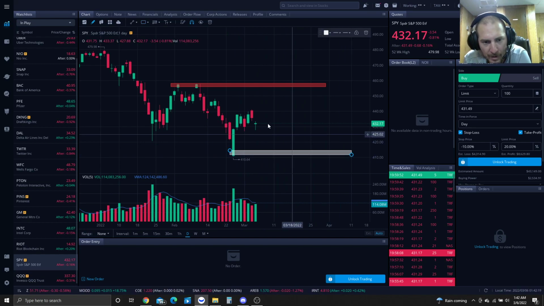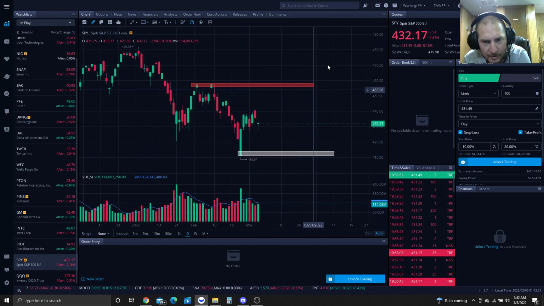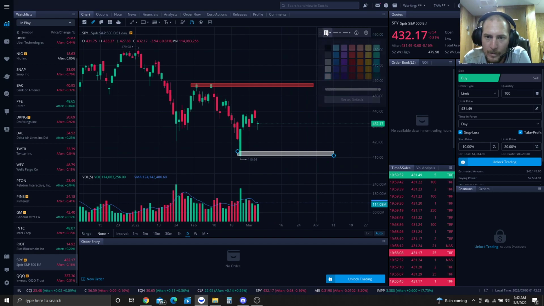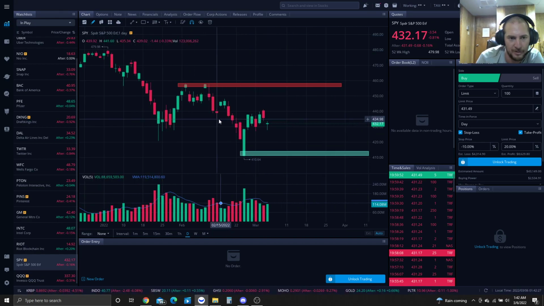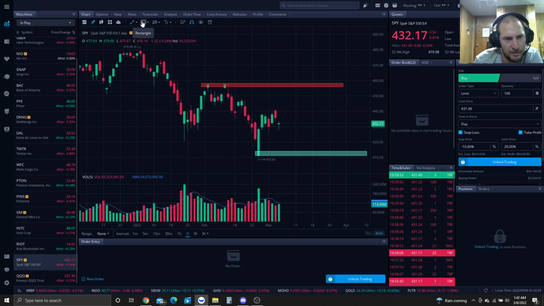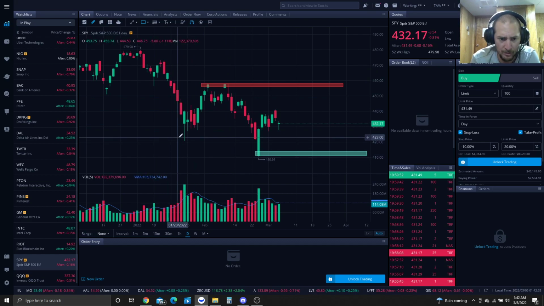These are both untested levels of price action. So those are going to make good supply and demand zones. This level here, you may be thinking, okay, cool, that is a demand zone, right?